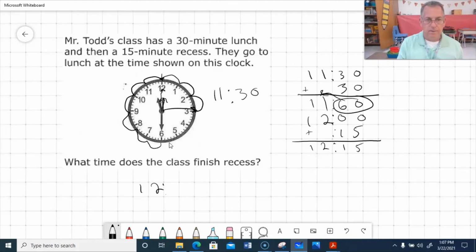And that'd be PM. We'll put PM right here because afternoon, we change from AM to PM.